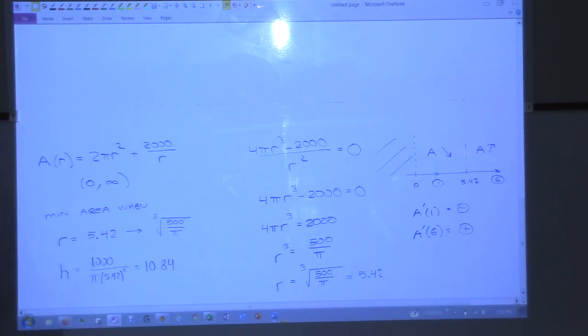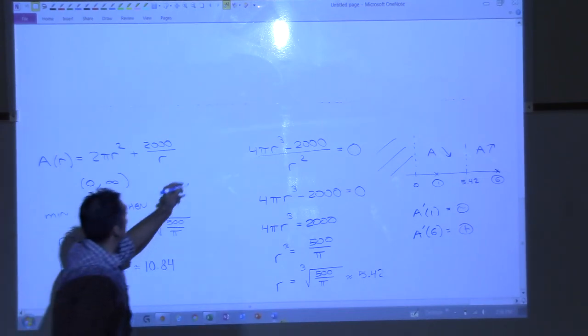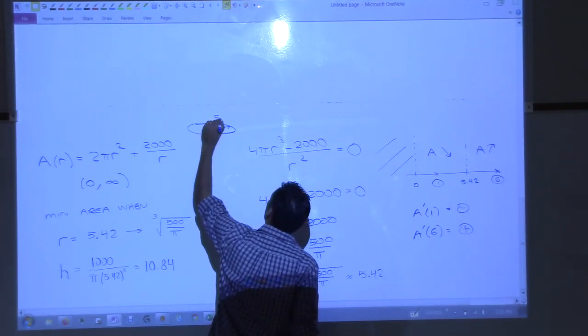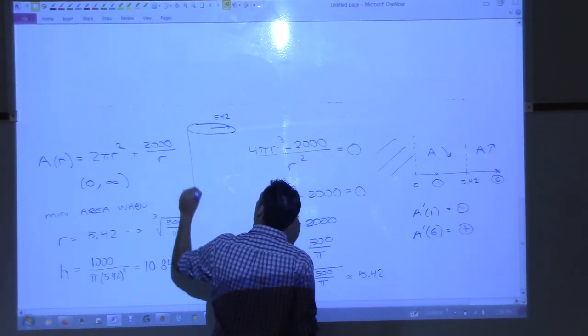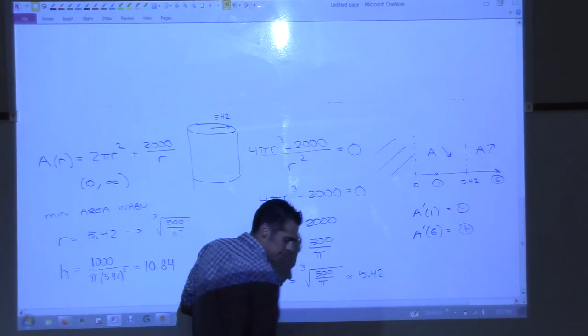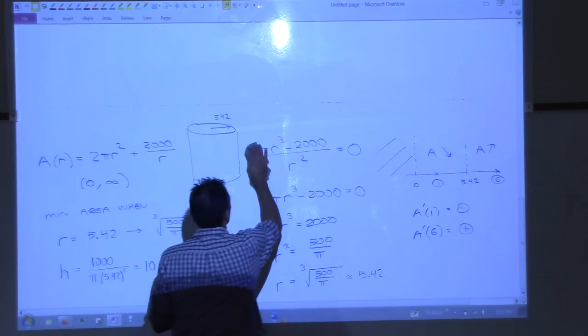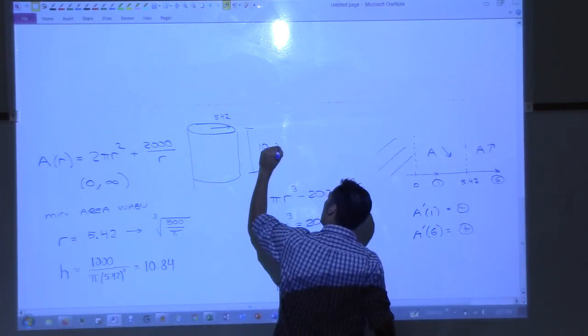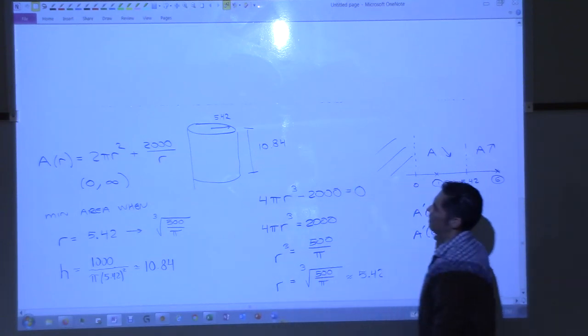So if we want to make a 1 liter can and use the least amount of aluminum or surface to do it, then we should have a can that has a radius of what? 5.42 and a height of what? 10 point, what? Hey, ooh, wait a minute. 10.84? Wait a minute.